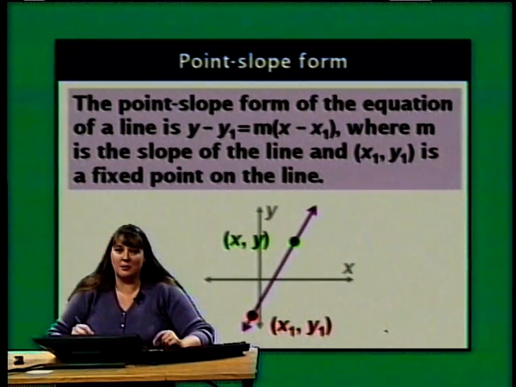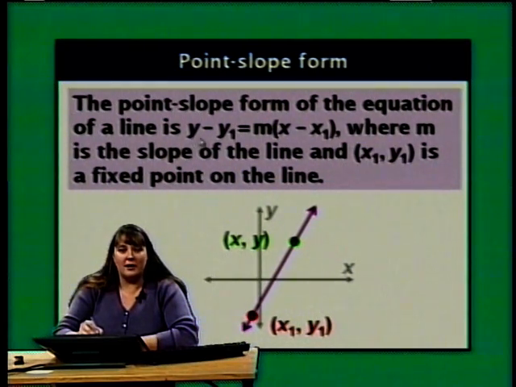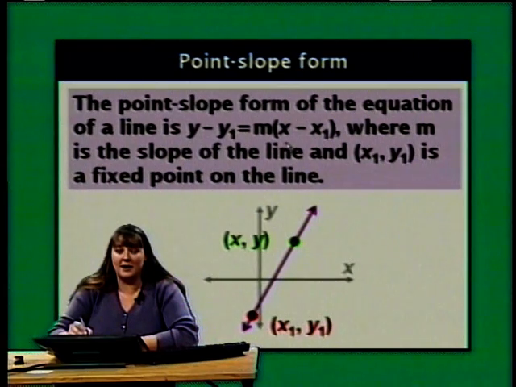Xy could actually be the point x sub 1, y sub 1. If that were the case, in my formula, if y and y sub 1 had the same value, the left-hand side would be 0. And if x and x sub 1 had the same value, the right-hand side of the equation would also be 0. The slope m times 0 equals 0. And we get 0 equals 0 for the equation. That tells us that xy is a solution to the equation, even if xy is the point x sub 1, y sub 1.